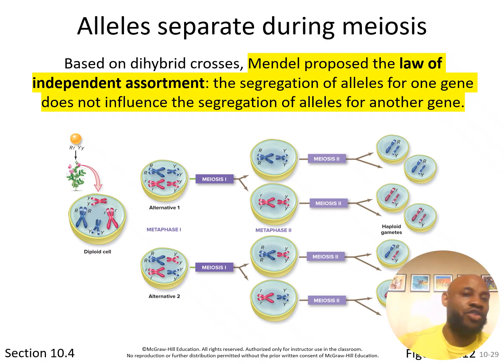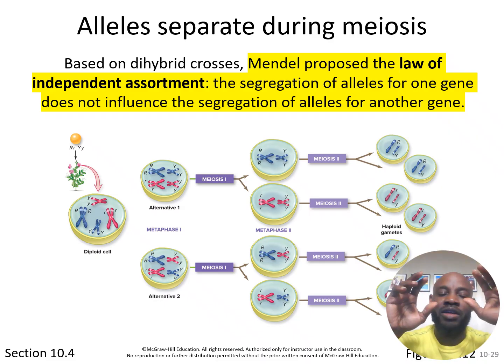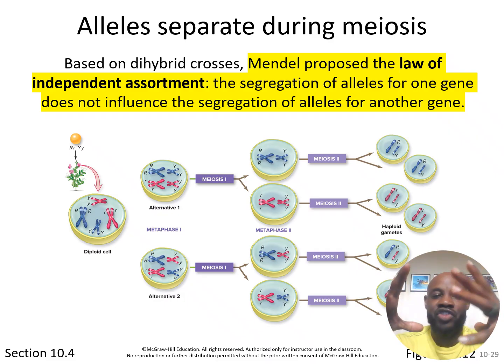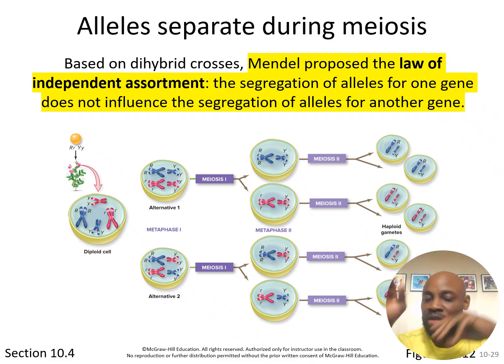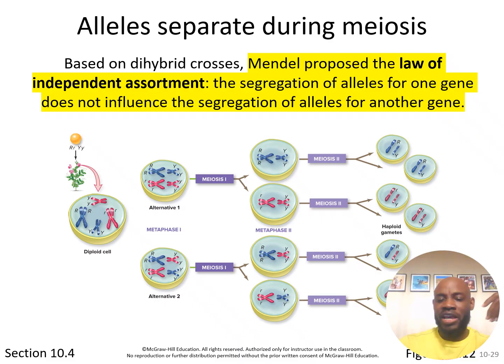So if I have two traits on two separate chromosomes, each gamete gets half of mom's chromosomes, each egg has half of mom's chromosomes, each sperm has half of dad's chromosomes, and they're going to randomly assort.